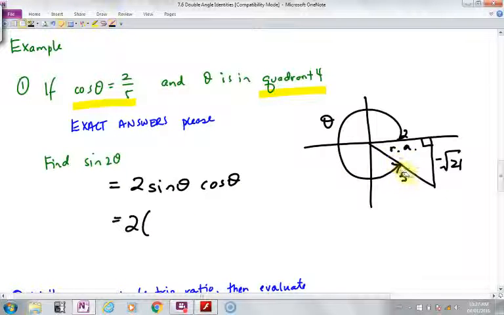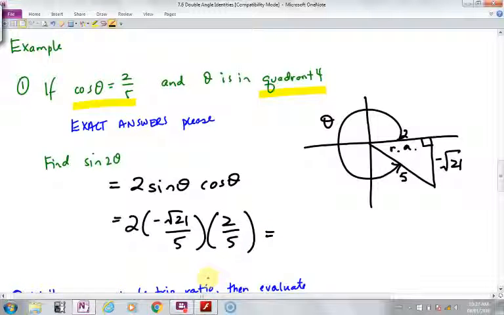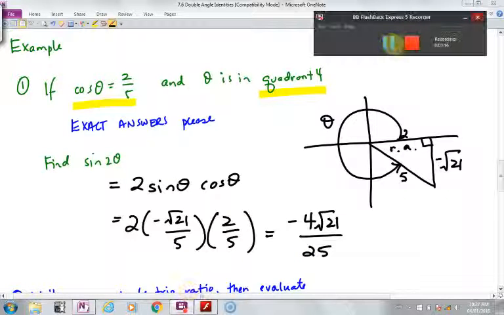What is sine theta? Negative root 21 over 5. And cos theta, we were told, was 2/5. So when I multiply those all together, I get negative 4 root 21 over 25. Questions for me? All right, next example.